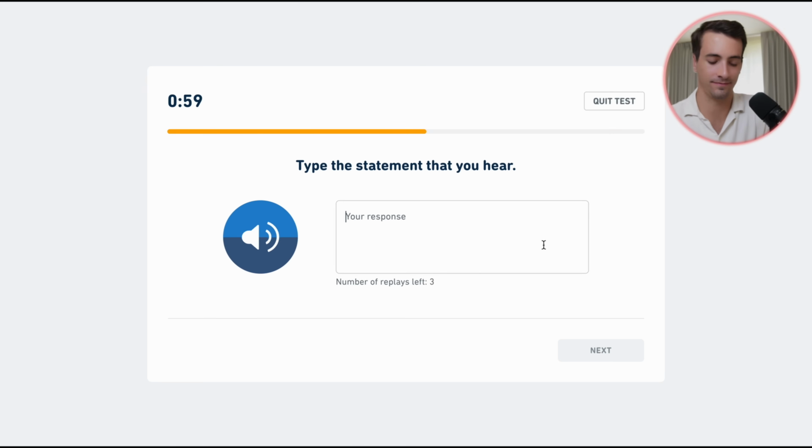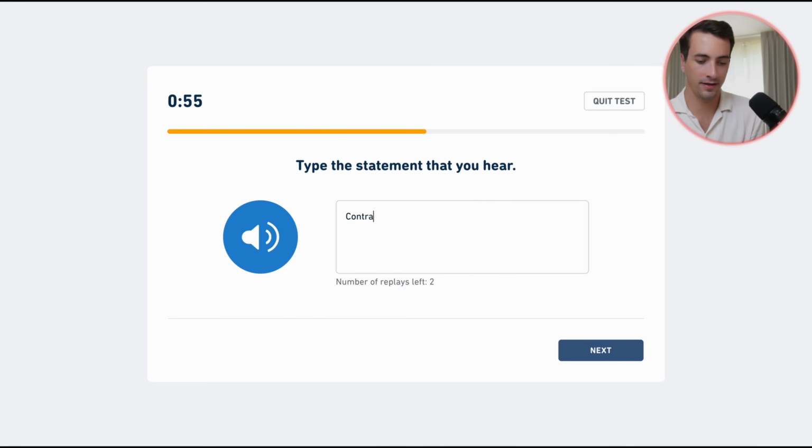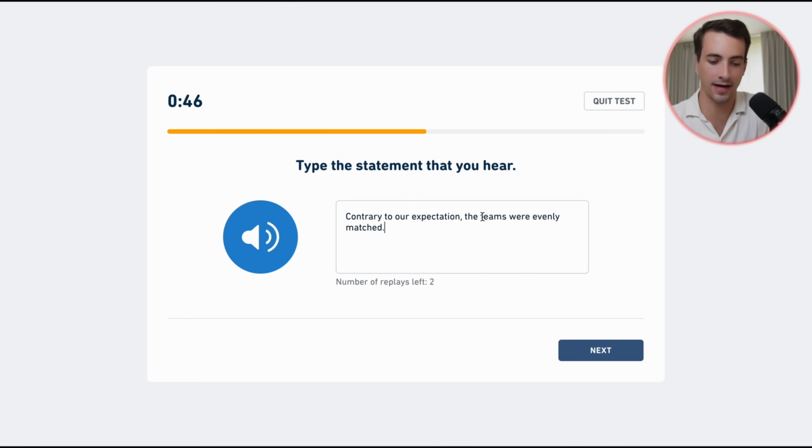Contrary to our expectation, the teams were quite evenly matched. Contrary to our expectation, the teams were evenly matched. So note that comma again. Here, he takes a pause after expectation.